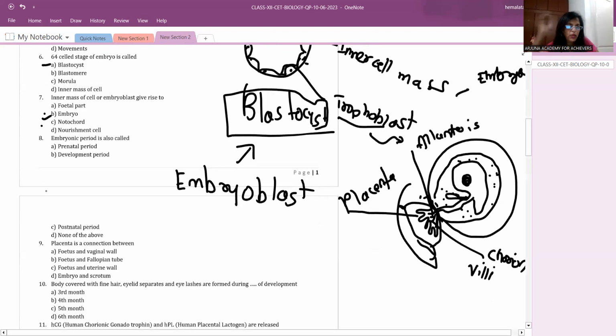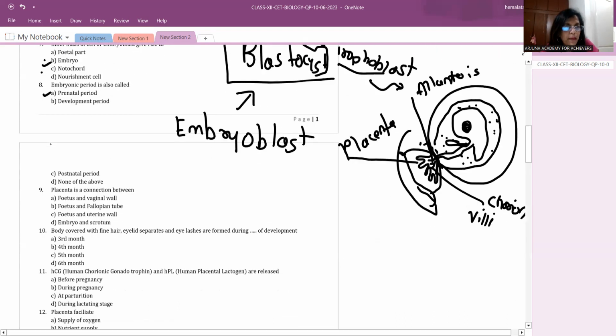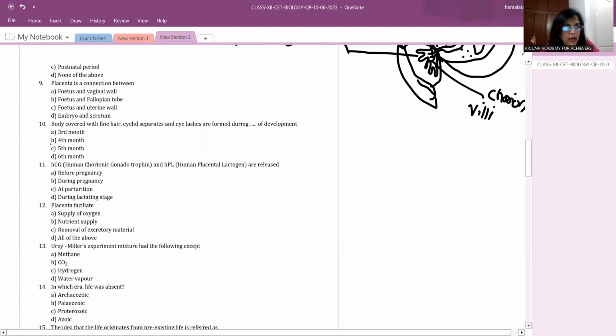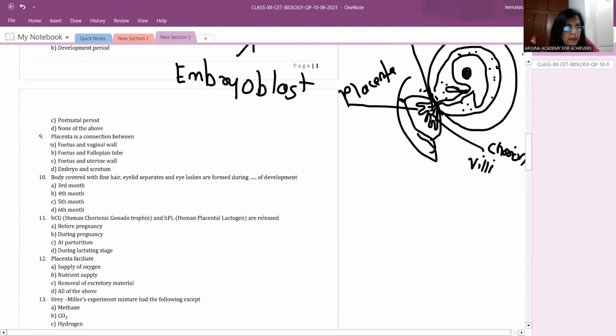Eighth question: the embryonic period is also called what? We call that prenatal, meaning before birth. Natal is birth, prenatal is before birth, when the baby is getting formed. That period of the embryo is called the prenatal period. After the embryo is born as a young one, it is called postnatal, after the childbirth.